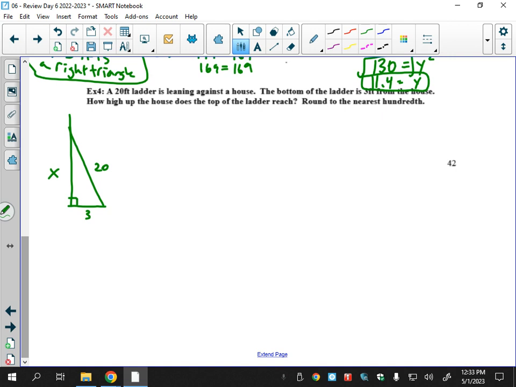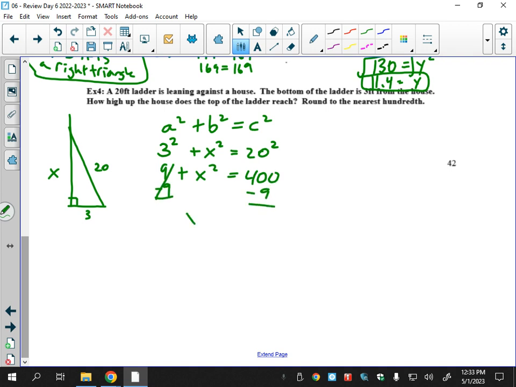We've got a right triangle. We can use our Pythagorean theorem. Our legs are going to be 3 and x, and our hypotenuse is 20. So it'll be 9 plus x squared equals 400. So x squared equals 391.